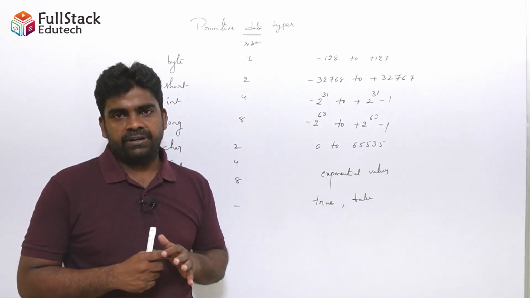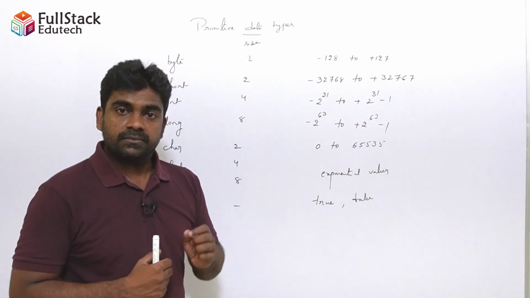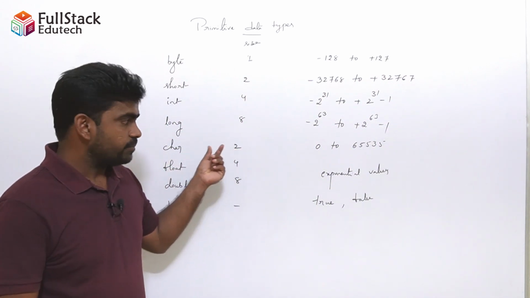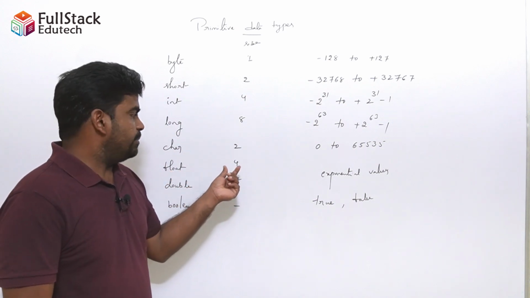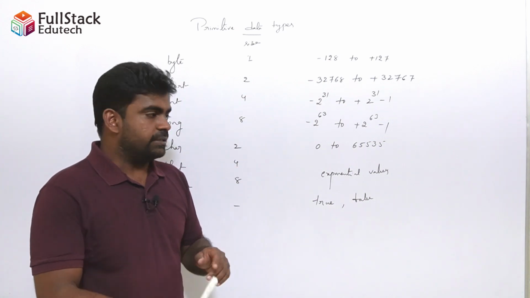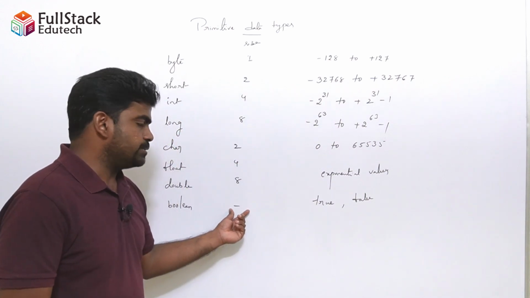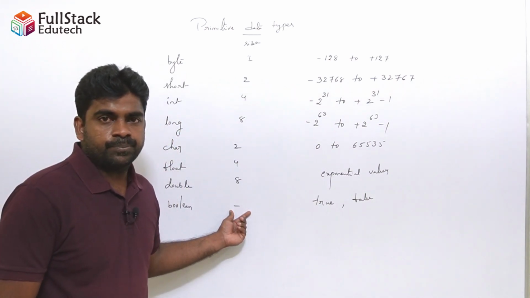I'll explain briefly about ASCII and Unicode. Here the character occupies 2 bytes memory. Float, decimal value up to 4 bytes memory it will store, and double is 8 bytes memory. There is no size specification for boolean type.